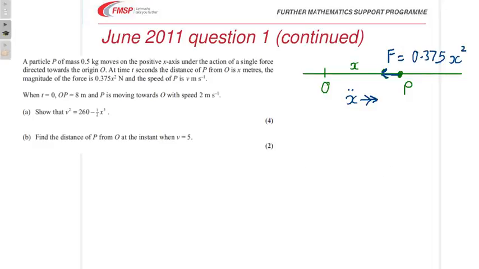So I've just put the question in again and drawn a little diagram here to alert us to the fact that because F is acting towards O, in other words, in the direction so as to decrease x, we have to call F negative. So it's F equals minus. I should have put a minus there, really, but I was showing it with the arrow as acting towards O. So writing down F equals minus 0.375 x squared.